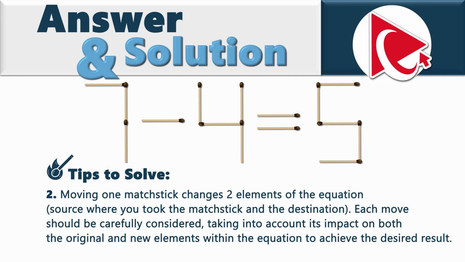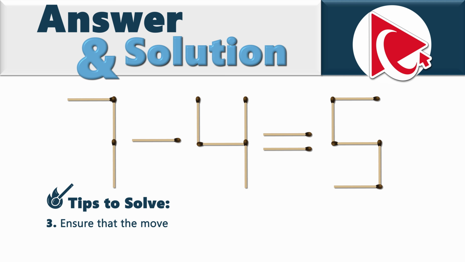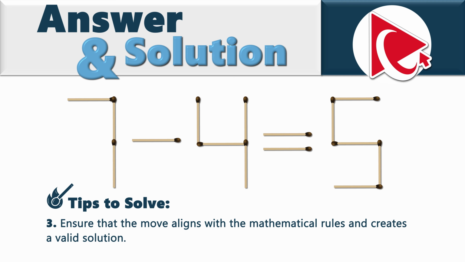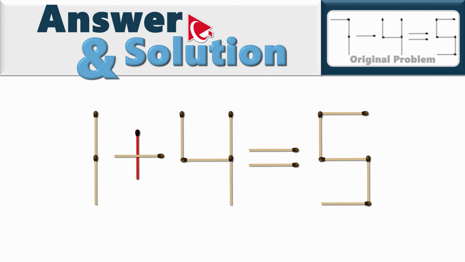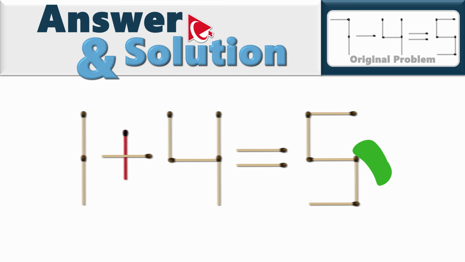Once you follow the simple tips, you need to ensure that the move aligns with the mathematical rules and creates a valid solution. And the solution here is rather simple. You need to take one matchstick from the first digit and move it to the mathematical sign. The correct equation here is 1 plus 4 equals 5.